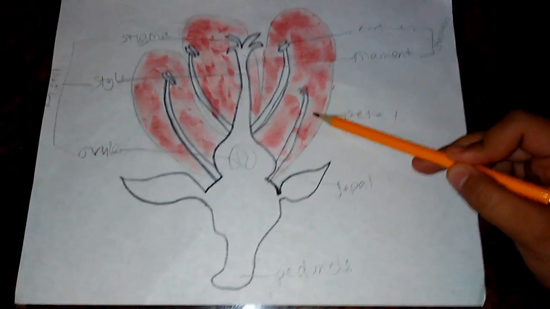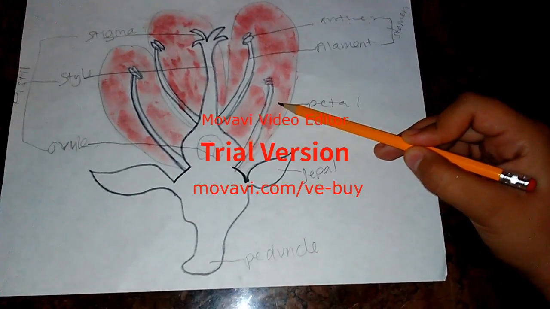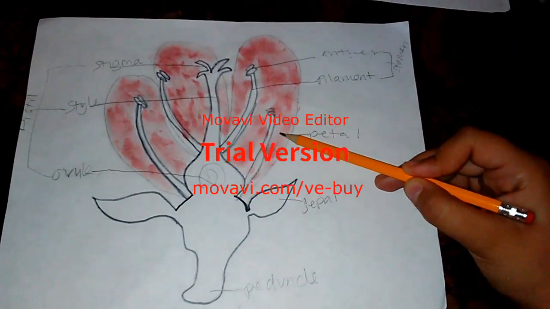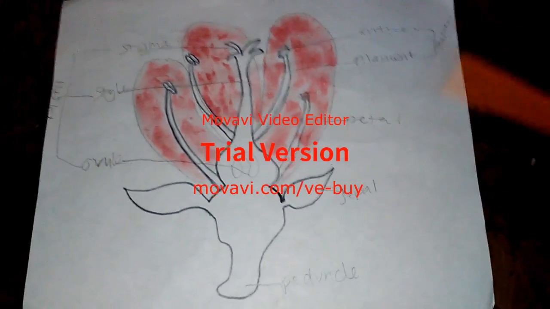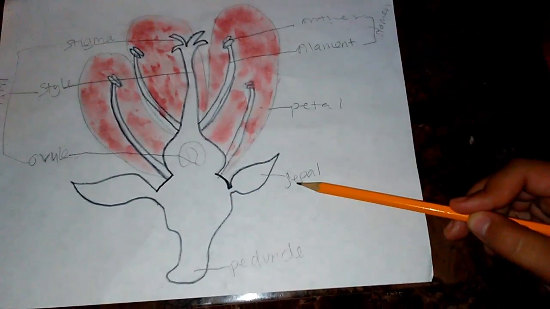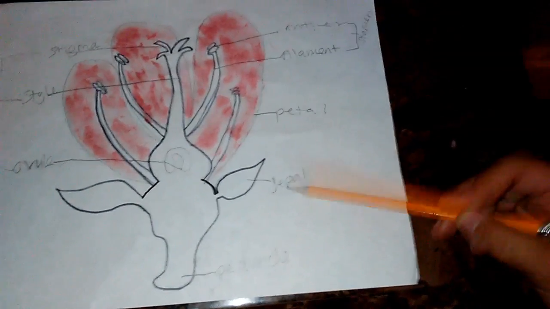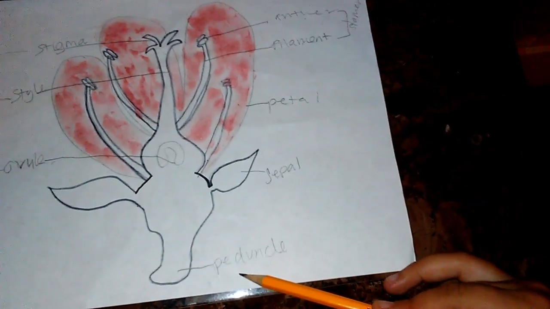And this is the petal, which is brightly colored, modified leaves to attract pollinators, for example, bees and birds. Then there's also the sepal, which is an outer covering that protects the flower bud. And lastly, the peduncle, which is the stalk of the flower.